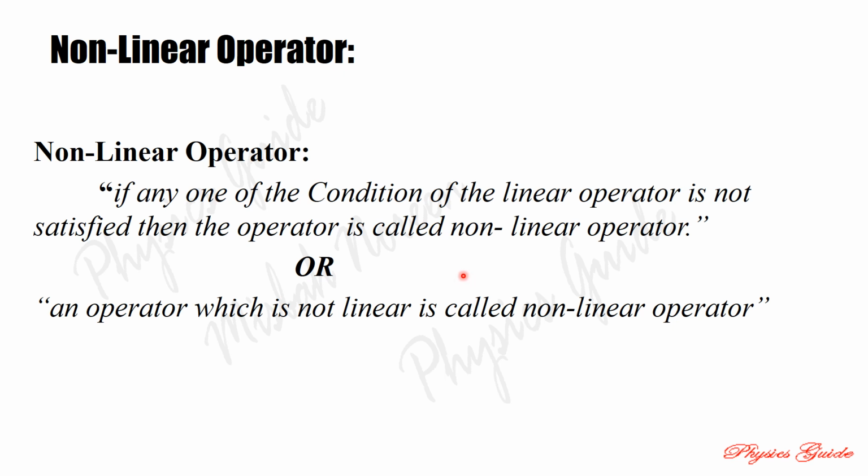So these are the two conditions of a linear operator. If any one of the conditions is not satisfied, then we say that it is a non-linear operator, or an operator which is not linear is called a non-linear operator. Both are the definitions of the non-linear operators.